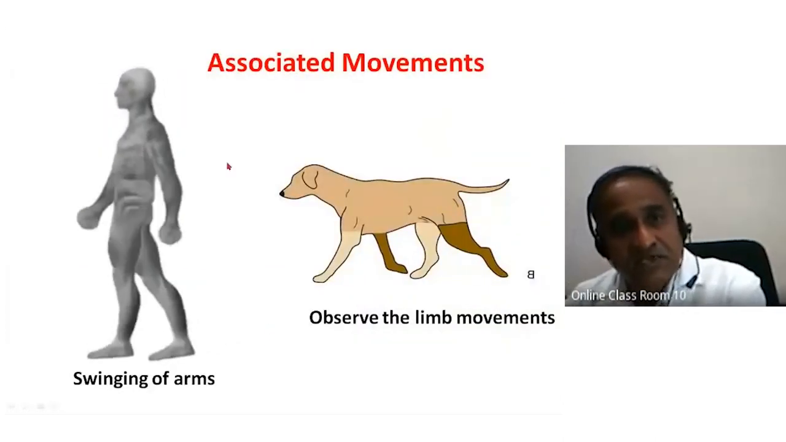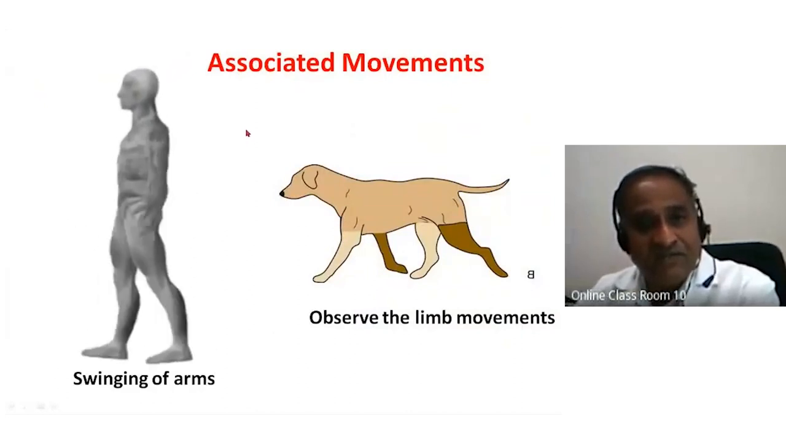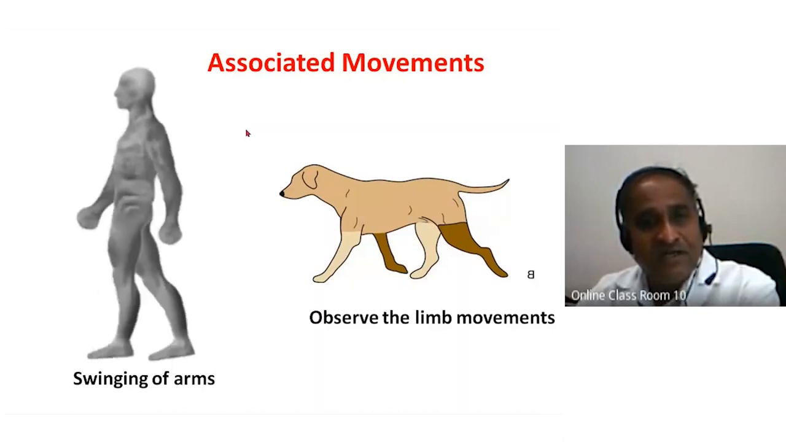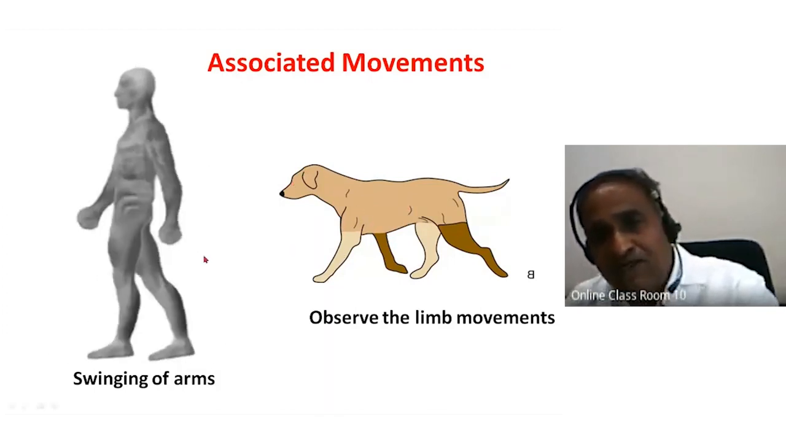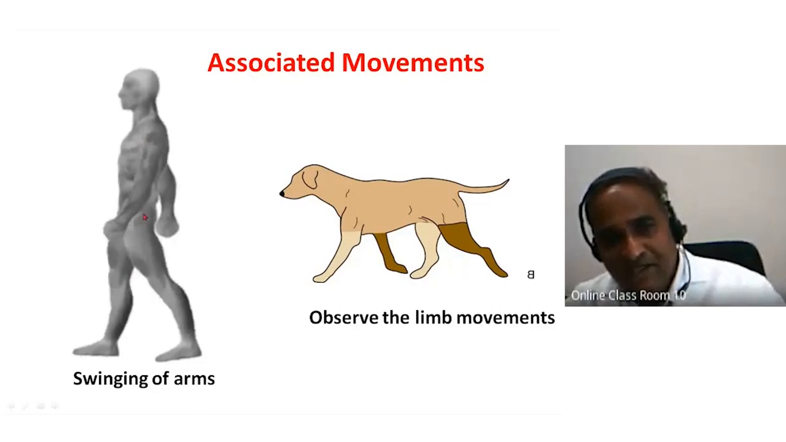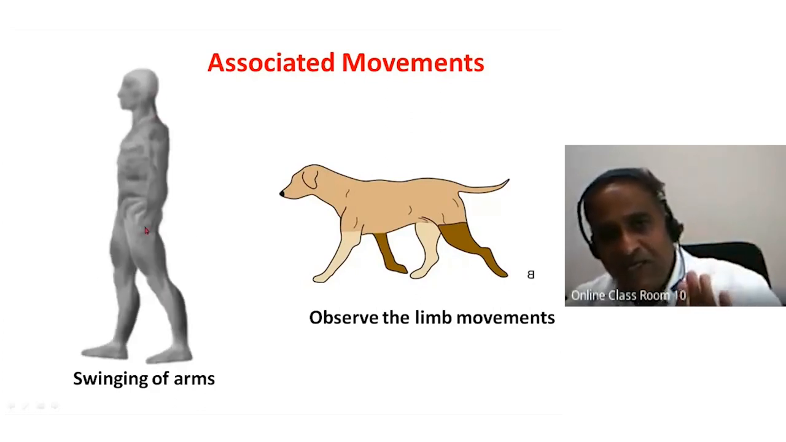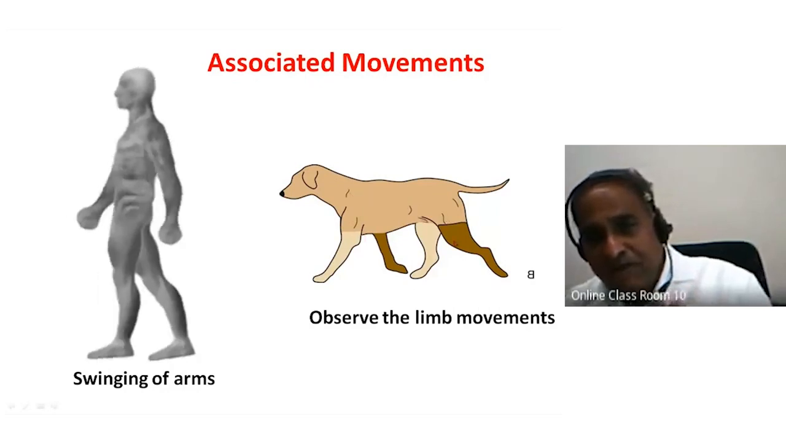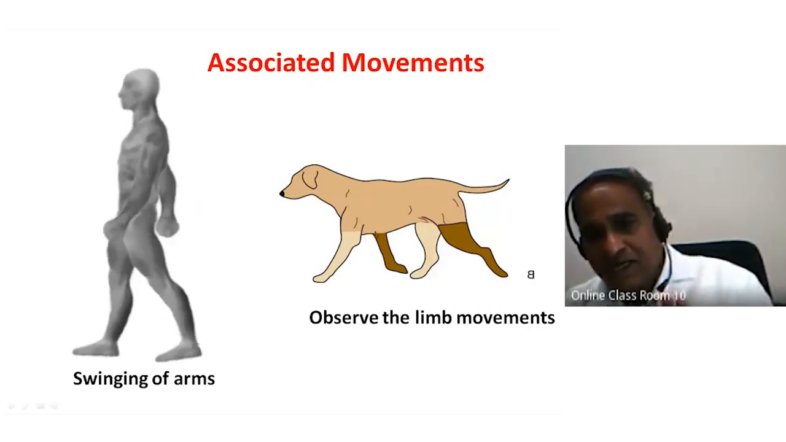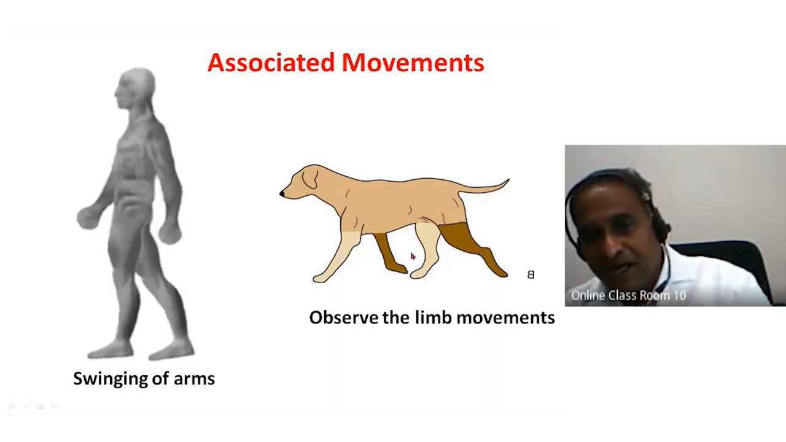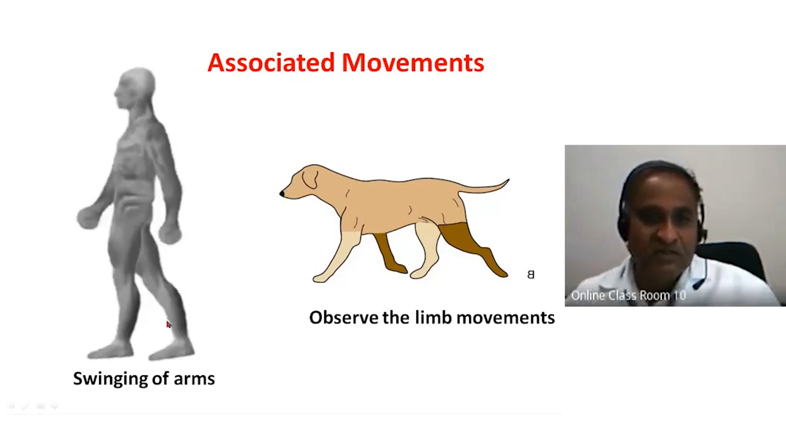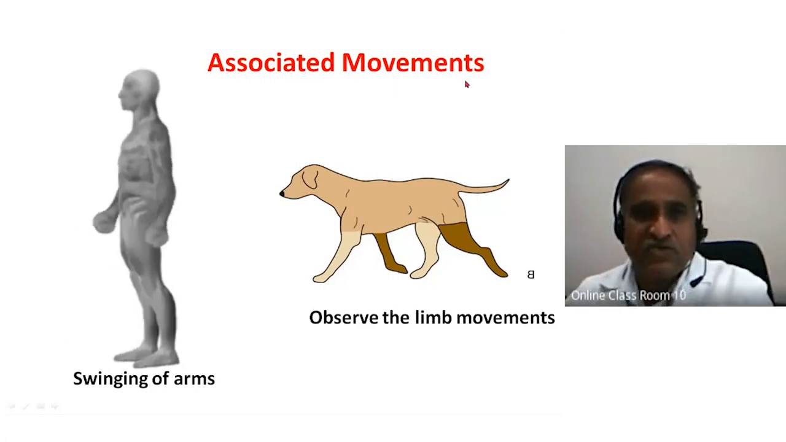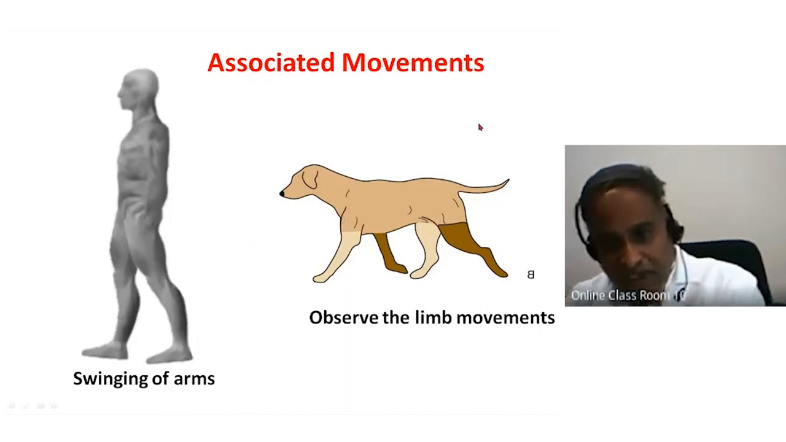You can see the basis of these associated movements, how it is working. The swinging of the arms, look here. You can see these groups of muscles working, something like a quadruped. This is a dog, and the forelimb and hind limb motions are crossed. The same thing happens in humans. So swinging of the arms is one of the associated movements in the erect posture.